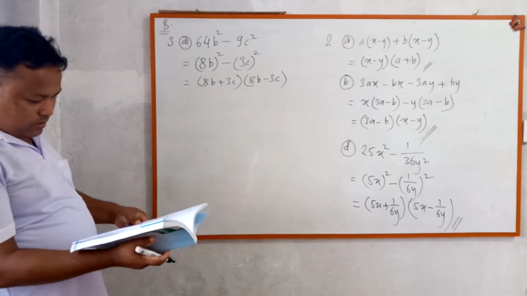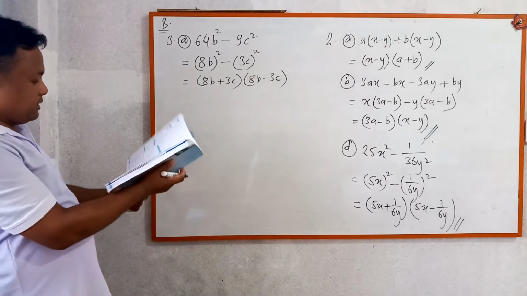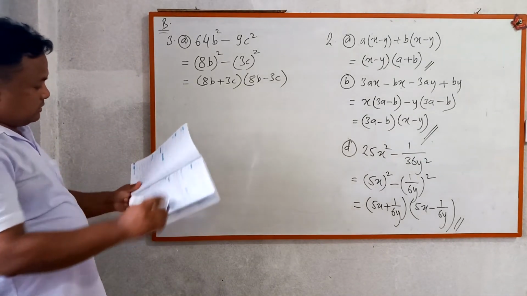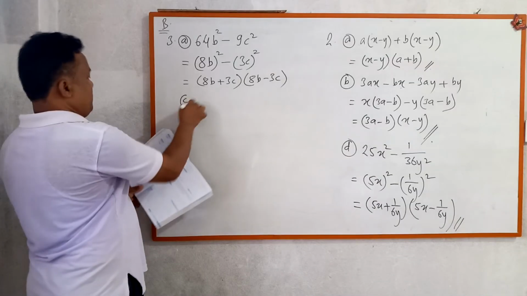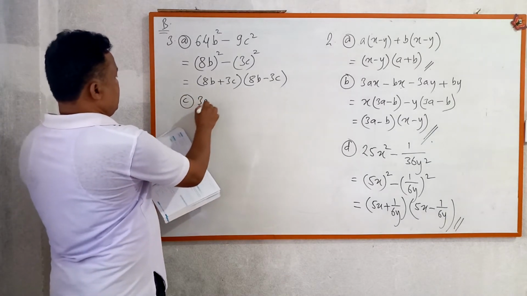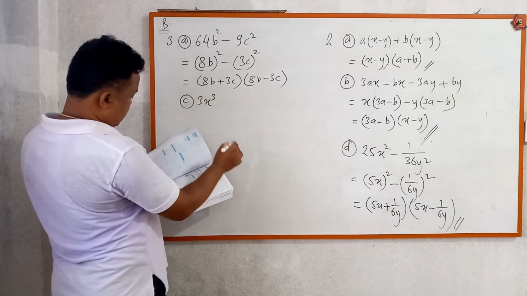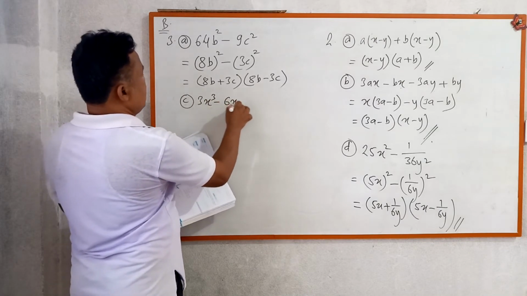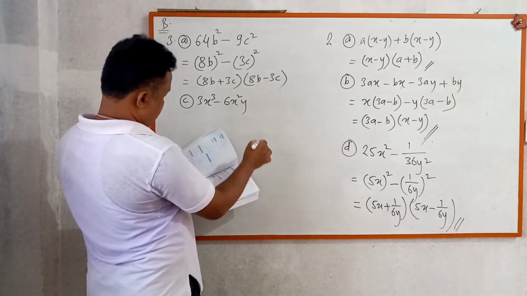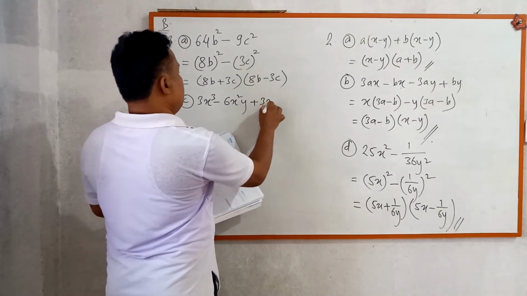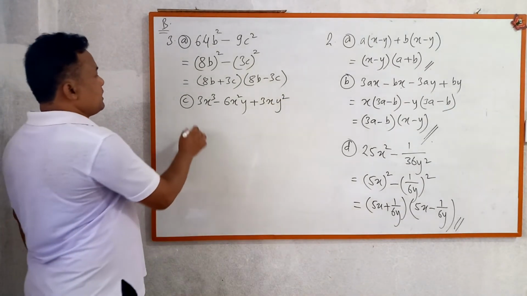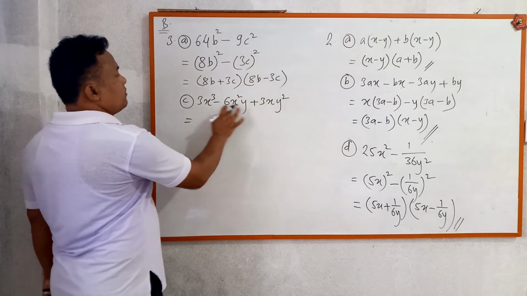Now another you can do. C number. Now let's look at this C number. I will do selectively. C number, now C: 3x cube minus 6x square y plus 3xy square. Okay, is there anything common from all three terms?